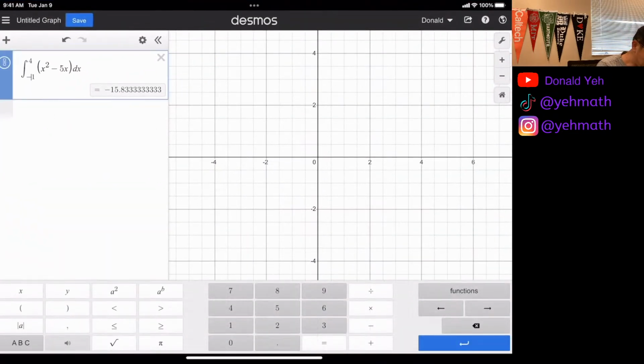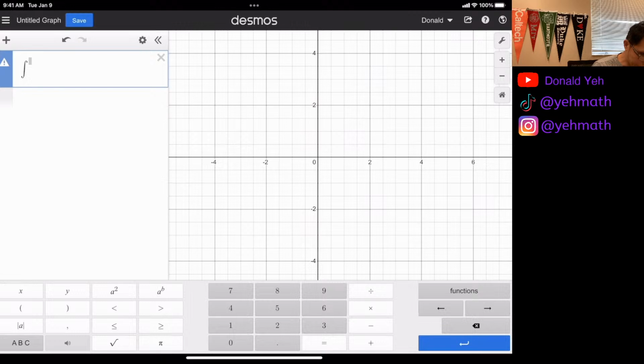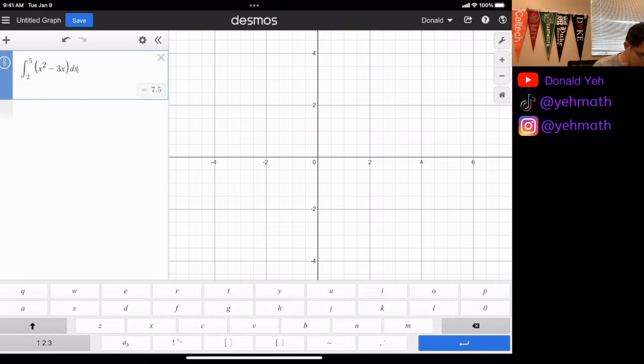If you want to check if this is right, just type it in the calculator. What you're going to do is type in INT. For all the homework you can test it. From which one to which one? 2 to 5. Then just do a parenthesis. What's the function? X squared minus 3x, and dx, right? 7.5. You see that? So you can get an evaluation and check if your answer is right. Now, that's not how you do the homework. You actually have to do the arithmetic, but you can check if your answer is correct.